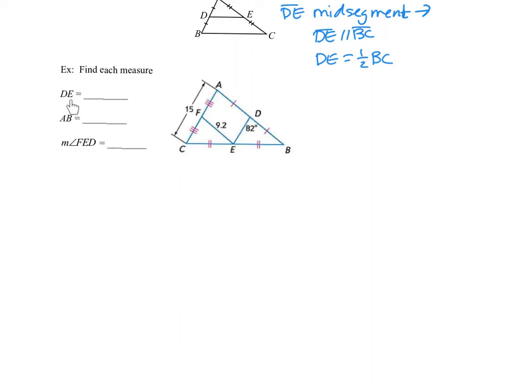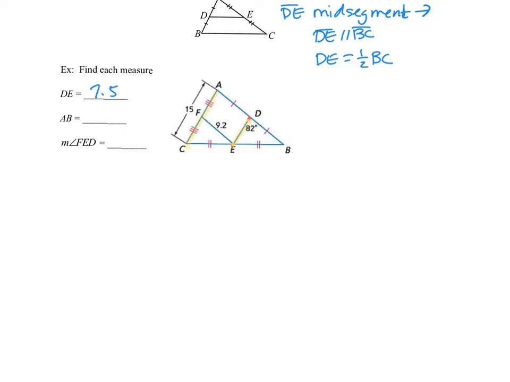So the first thing we're going to find is the measure of DE. I just want you to notice that this point D is a midpoint, this point E is a midpoint. So that means that this segment is a midsegment, and we know that the midsegment is parallel to a side of the triangle, and it is also half the length. So if we know that segment AC measures 15, we know that DE, the midsegment that it's parallel to, is going to be half of that. So DE is 7.5.